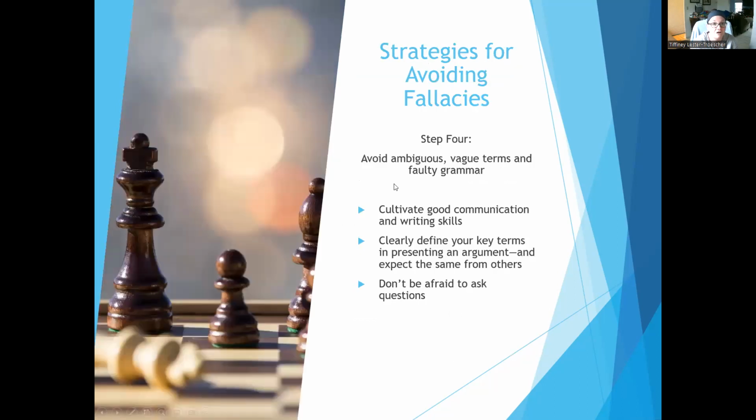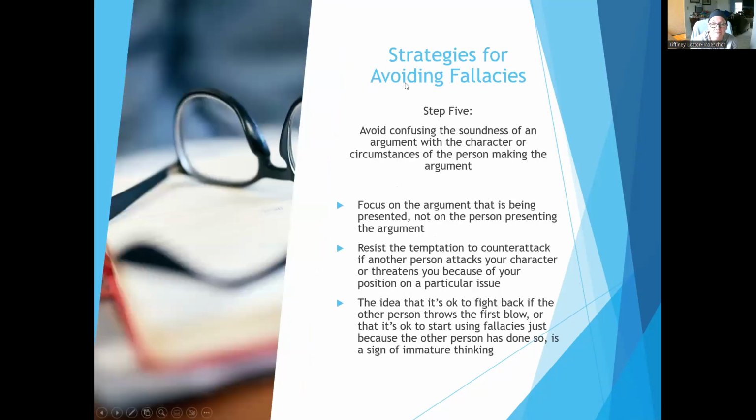Step four, avoid ambiguous, vague terms and faulty grammar. You've got to have good communication and writing skills. You have to clearly define your terms and expect the same from others. Don't be afraid to ask questions if they haven't been clear and articulate. If they have used ambiguous words or phrases, if they have faulty grammar, don't be afraid to ask for clarification.